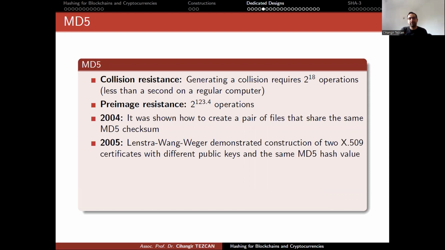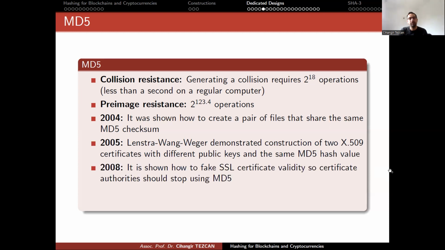In 2005, Lenstra, Wang, and Weger demonstrated construction of 2 X.509 certificates with different public keys and the same MD5 hash value. And in 2008, it was shown how to fake SSL certificate validity, so certificate authors should stop using MD5. If you remember, I think it was around 2009 or 10, almost every browser stopped using MD5 certificates.